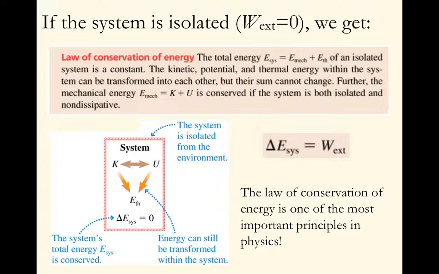W_ext, or that if W_ext is 0, then the change in our system energy will be 0. So the kinetic, potential and thermal energy within the system can be transformed into each other, but their sum can't change. And also the mechanical energy, E mechanical, is equal to kinetic plus potential, and this is conserved if the system is both isolated and non-dissipative. And this law of conservation is one of the most important principles in physics.